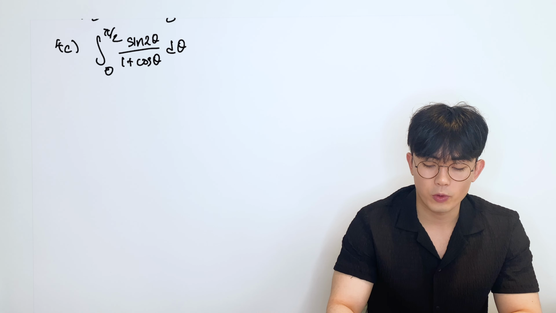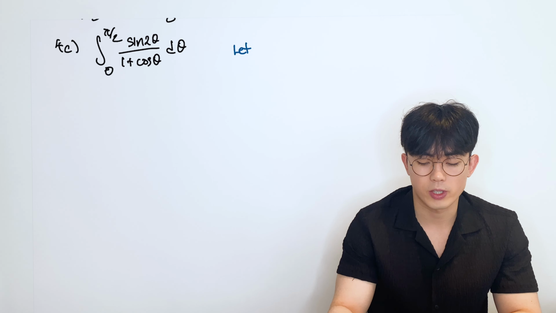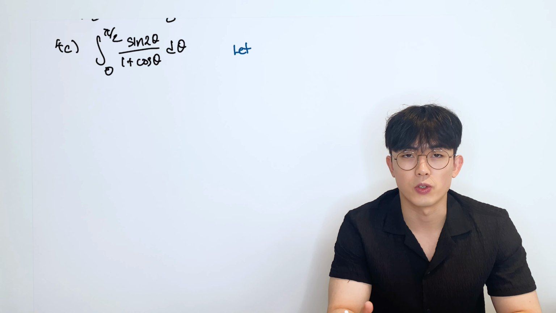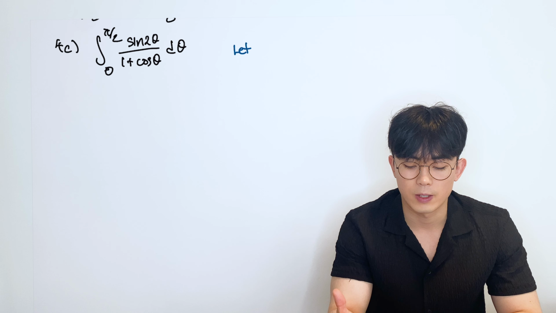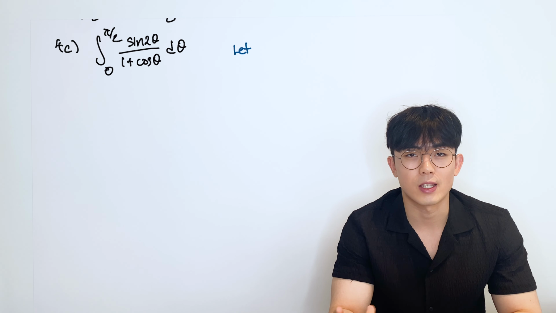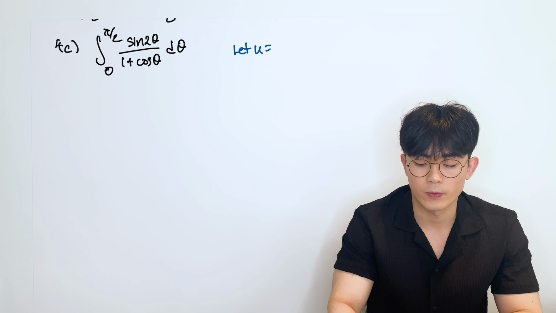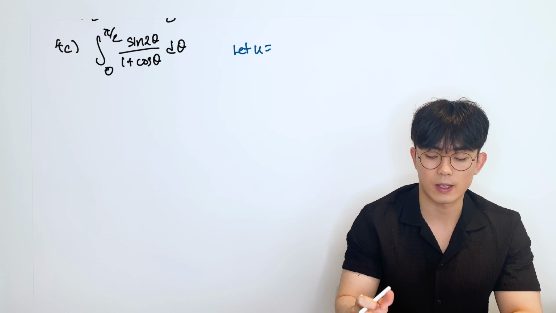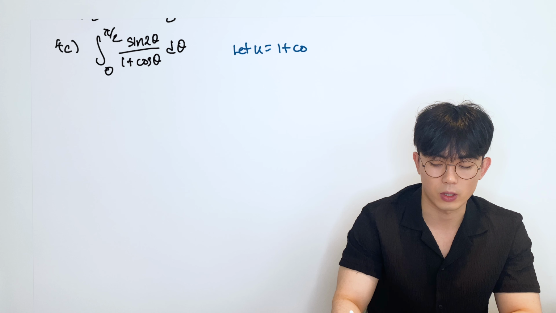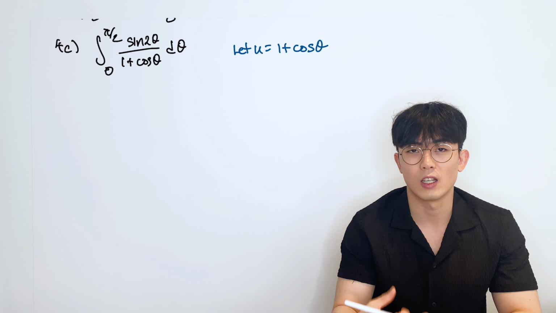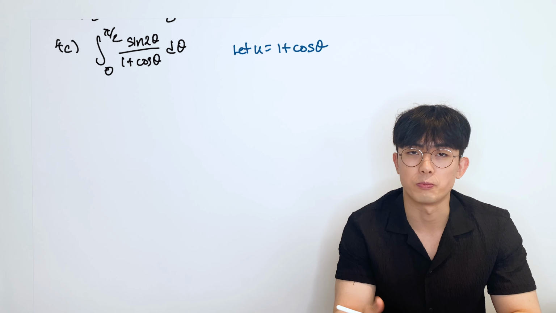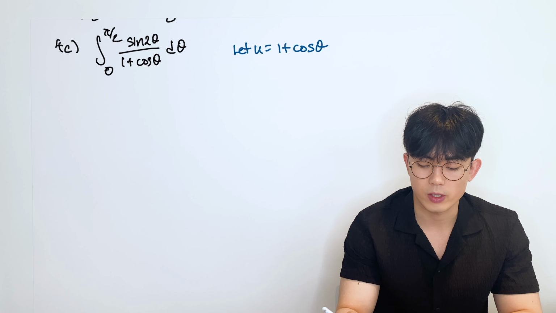So if we're dealt with a fraction like this, once again, we have to think about what is the more difficult term to integrate. They're both fairly simple to integrate, but if we're dealt with a fraction, the general rule is let u equal to the whole of the denominator. Okay, so the whole denominator in this case is 1 plus cos theta. This makes it a lot easier when we are having to manipulate it.